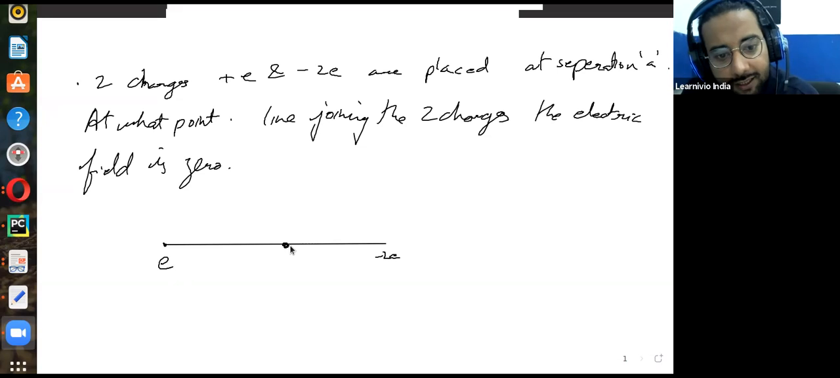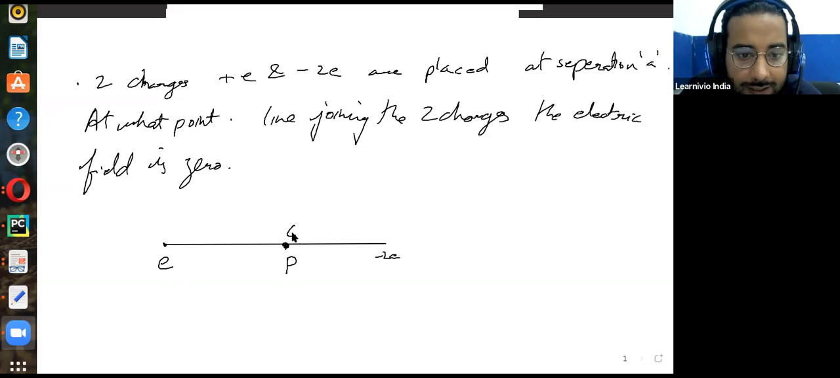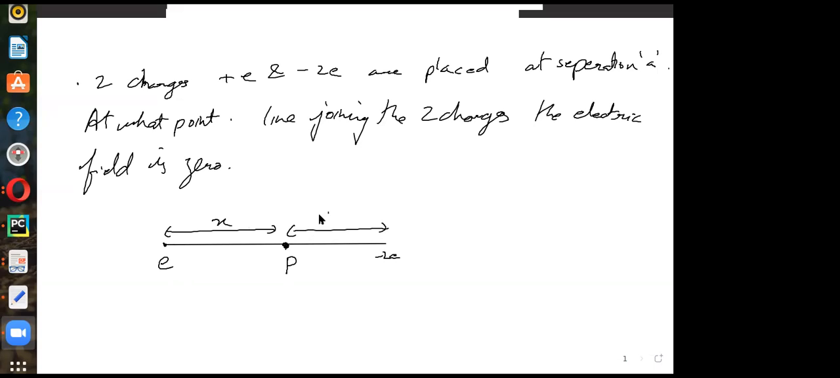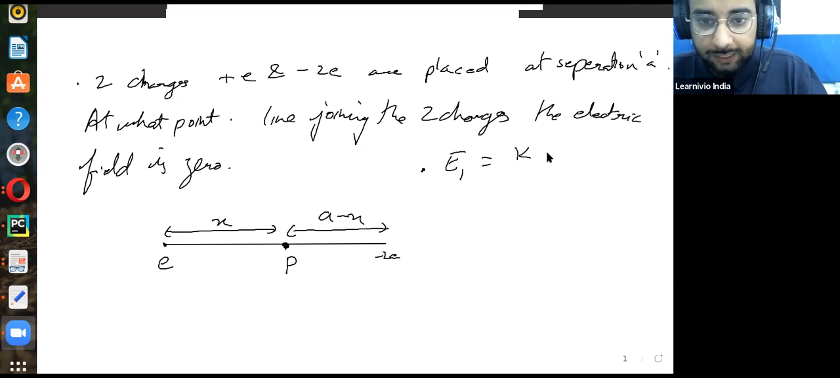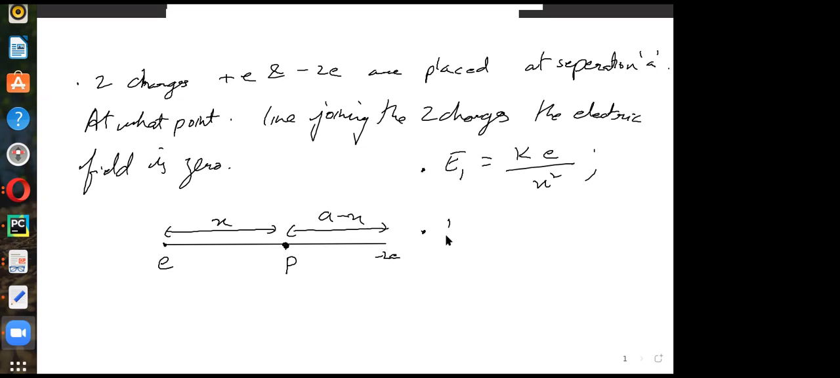Let's assume that the electric field is going to be zero at this point. Let's call this point P. Let's say this point is at a distance of x away from E, and hence this distance becomes A minus x. Correct? So now what's the electric field because of 1 going to be? It's going to be kE over x squared. Correct?